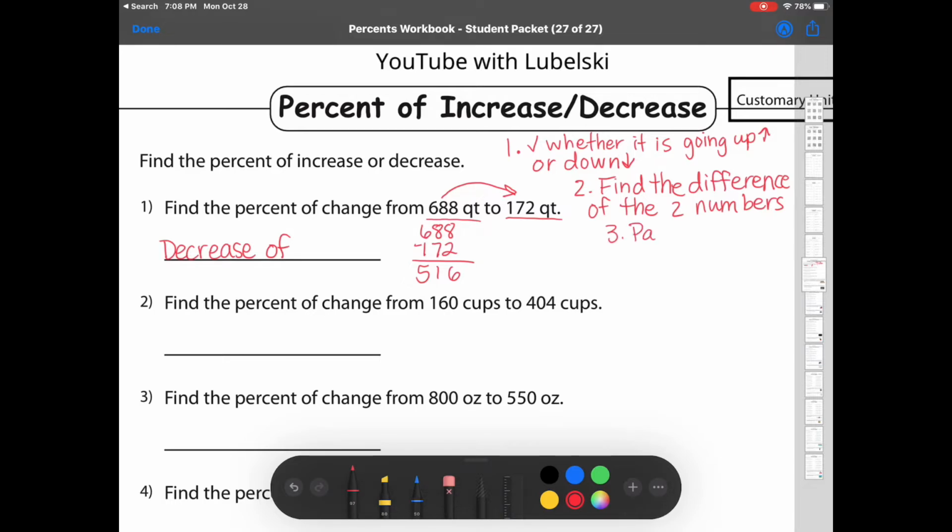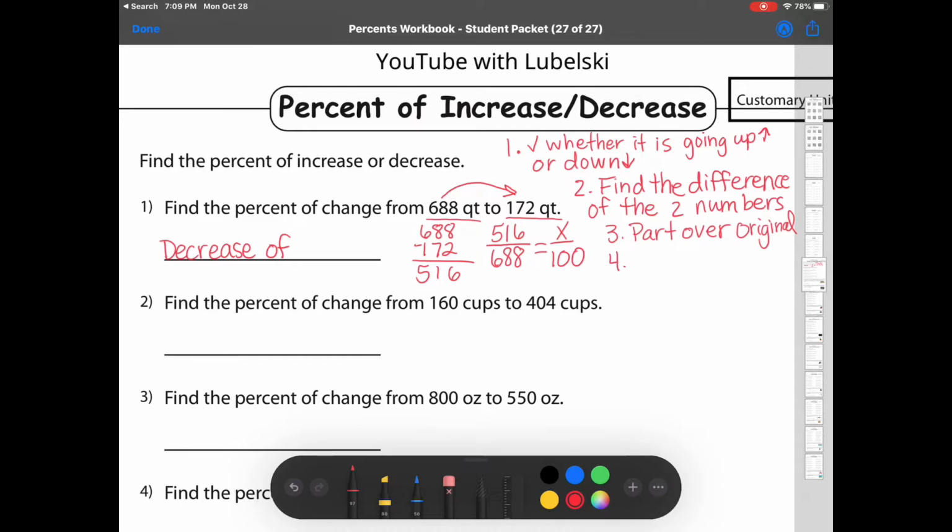Step three is put the part over the original. And what that means is I'm going to take my part, which is 516, and I'm going to make it into a fraction over the original number, which was 688. Now we want to know what the percent of change is. And we've learned that percent is some amount out of 100. So we're still going to be using that same process of cross products, but we just have to know how to set up the problem.